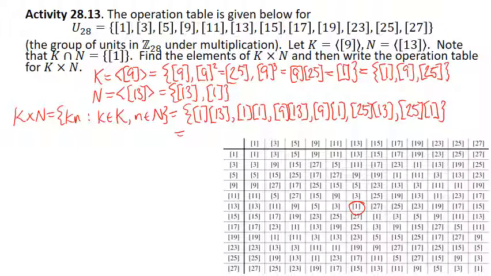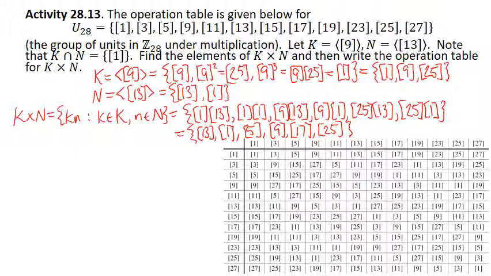Let's find out. This one is going to be 13, and then this one is obviously 1. Then 9 times 13, I'm going to use my table for that. 9 times 13 is right here, that's 5. And then 9 times 1 is 9. And then 25 times 13, let's see, it's right here, that is 17. And then finally 25 times 1 is just 25. Okay, so that is K times N.